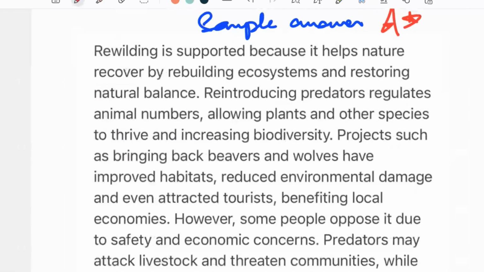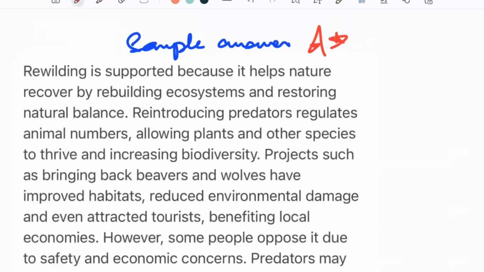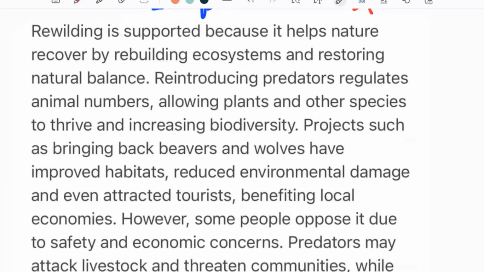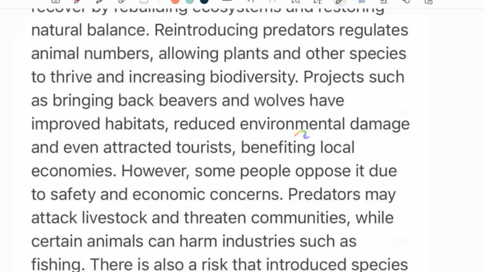And this is how you can get a clear gist: rewilding is supported because it helps nature recover by rebuilding ecosystems and restoring natural balance. This is the first for point. And then, reintroducing predators regulates animal numbers, allowing plants and other species to thrive and increasing biodiversity. Projects such as bringing back beavers and wolves have improved habitats, reduced environmental damage and even attracted tourists, benefiting local economies. Opinions are dropped, only information in the summary.